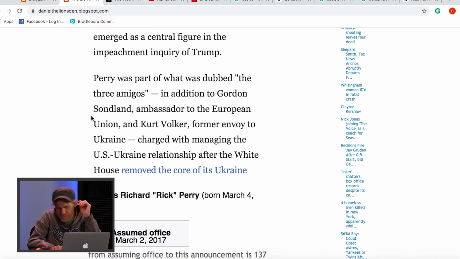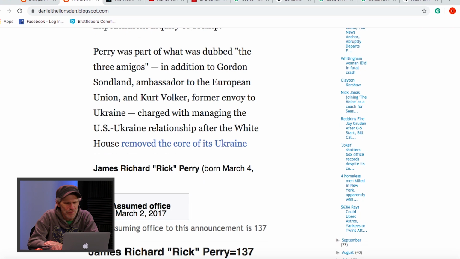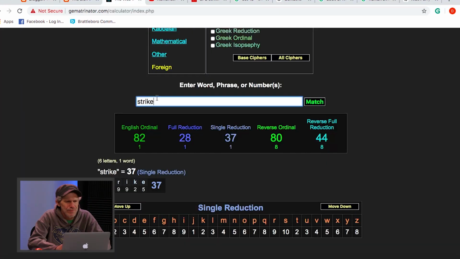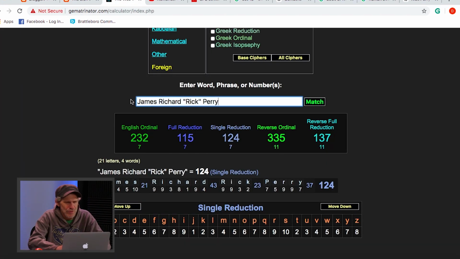So, I was struck by this. He assumed office on March 2nd. From assuming office to his announcement is 137 weeks. And if you write out James Richard Rick Perry with his nickname in there, it equals 137. So, I'll show you that. See, it equals 137.